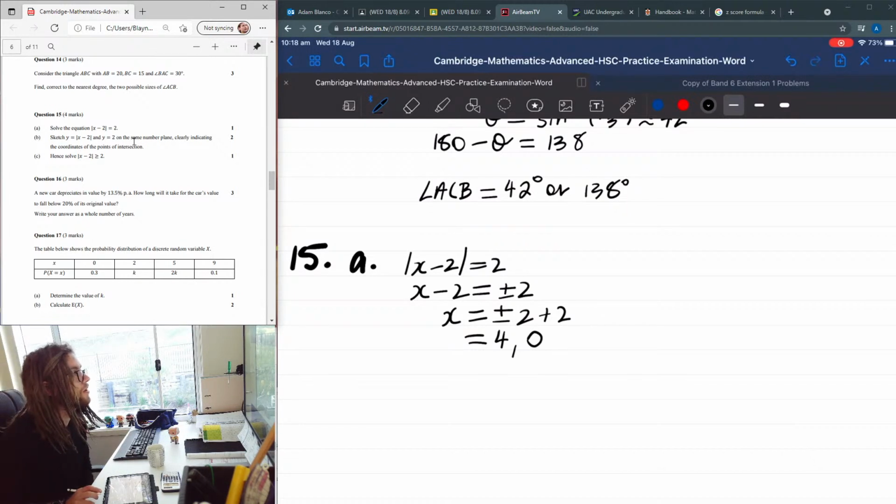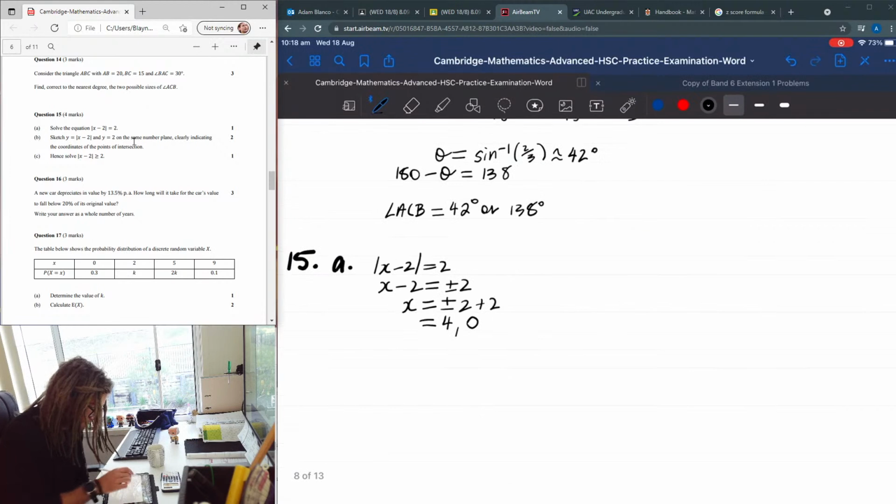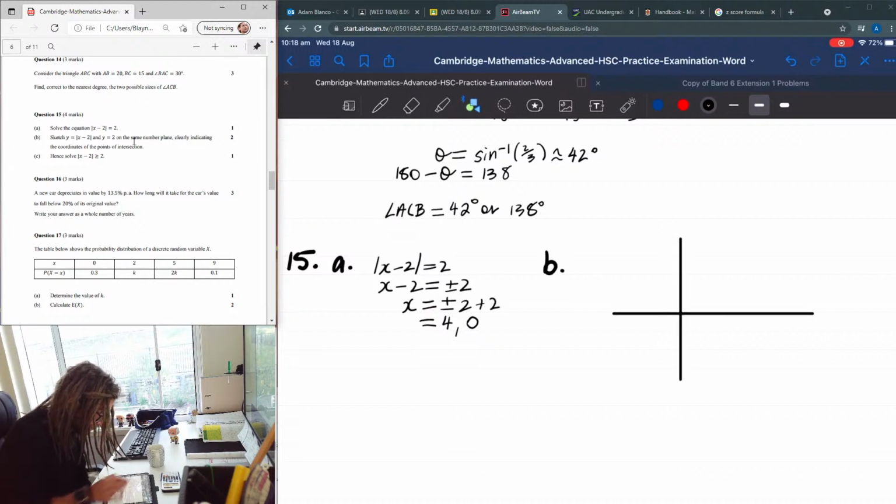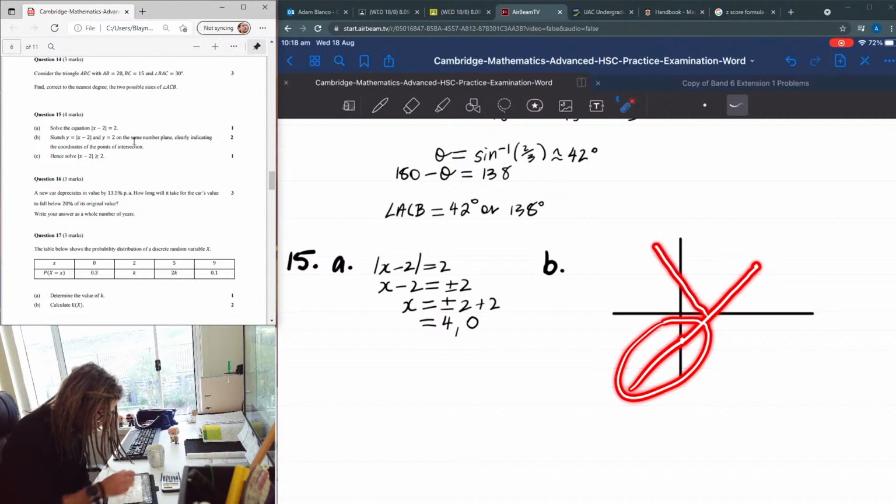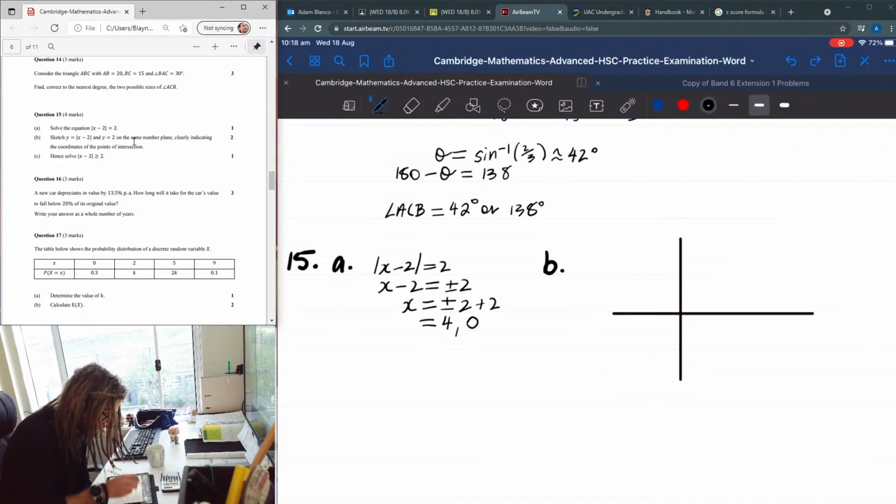Sketch that and that on the same normal plane, clearly indicating the coordinates of the points of intersection. Okay, well, we've already found the points of intersection, so that's cool. B is going to be, so let's just draw this. Okay, that is just x minus 2. So x minus 2 is a graph that looks like that. Now, since it's the absolute value of that, this part's going to pop up and be like this, like that. That point there is going to be 2.